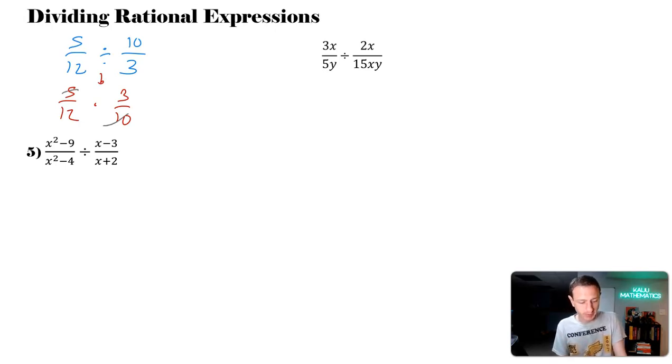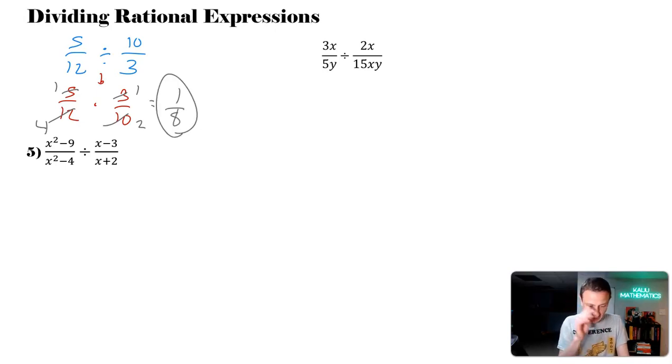So 5 and 10. 5 goes into 5 once, 5 goes into 10 twice. 3 goes into 3 once. 3 goes into 12 4 times. So then we have 1 over 8.